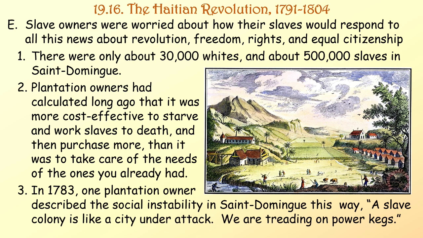Slave owners were worried about how their slaves would respond to all this news about revolution and freedom and rights and equal citizenship. There were only about 30,000 whites and about 500,000 slaves in Saint-Domingue. Plantation owners had calculated long ago that it was more cost-effective to starve and work slaves to death and then purchase more than it was to take care of the needs of the ones you already had. In 1783, one plantation owner described the social instability in Saint-Domingue this way: "A slave colony is like a city under attack. We are treading on powder kegs."